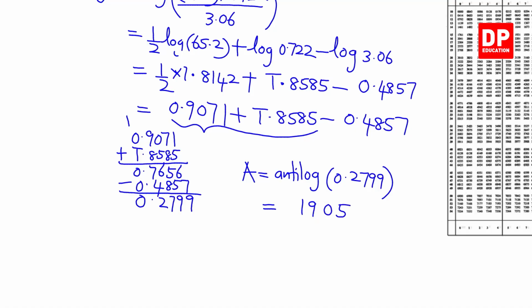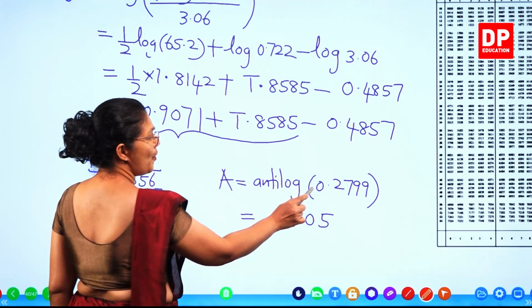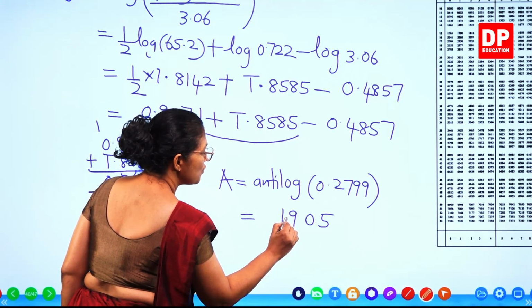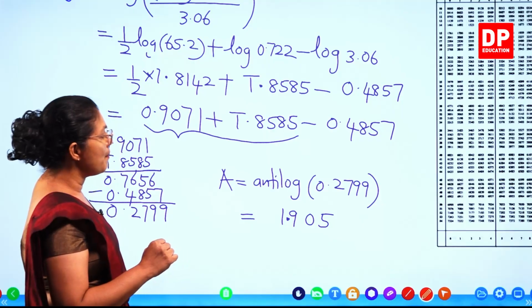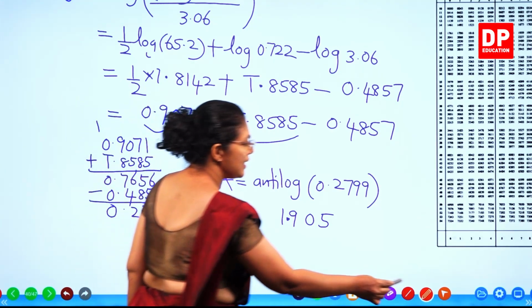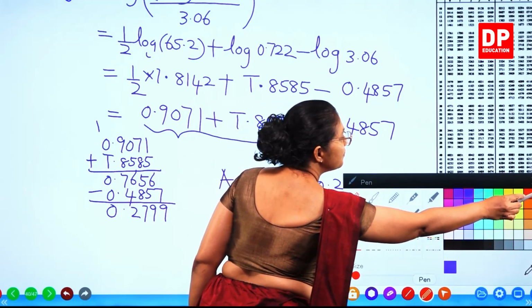1905. Now what is the mantissa here? 0 point something. So that means you have to write in standard form. So you have to keep the decimal point here. So 1.905 is the A value. So let's give marks.